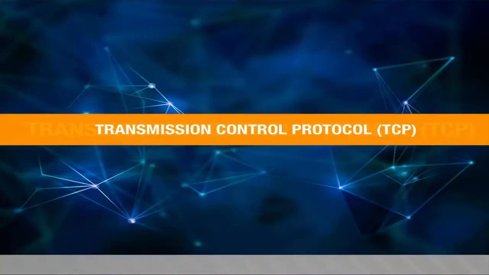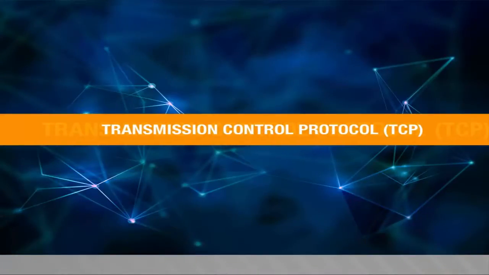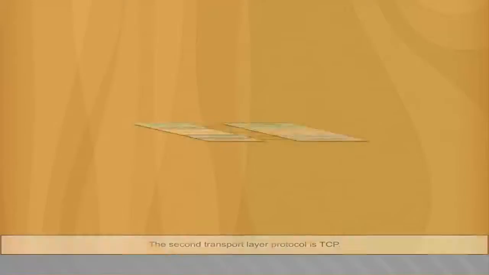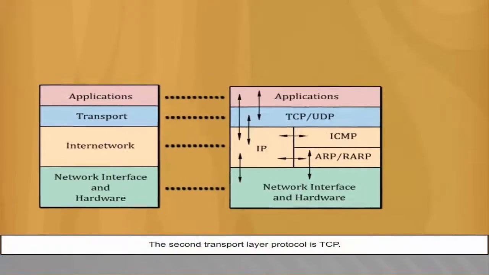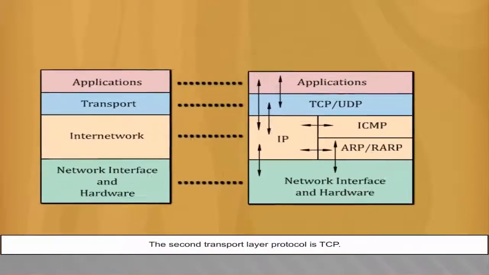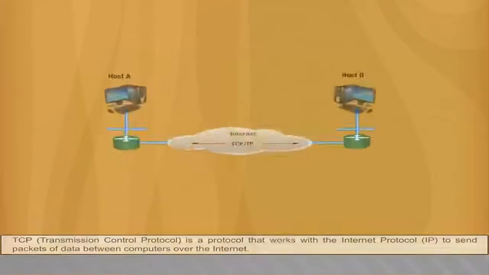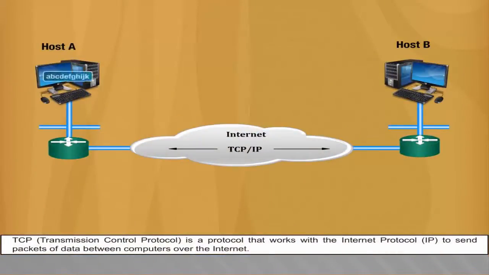Transmission Control Protocol (TCP). In this video, we are going to see about Transmission Control Protocol (TCP). The second transport layer protocol is TCP. TCP, Transmission Control Protocol, is a protocol that works with the Internet Protocol IP to send packets of data between computers over the Internet.